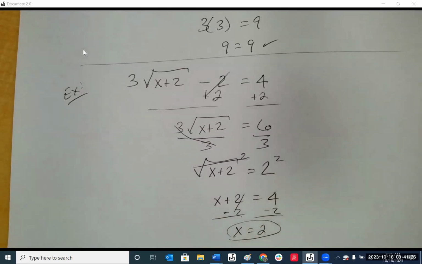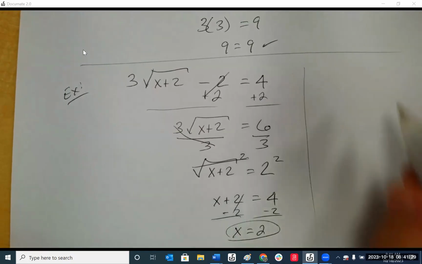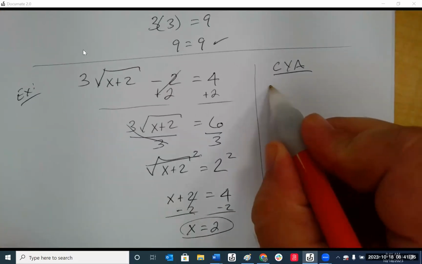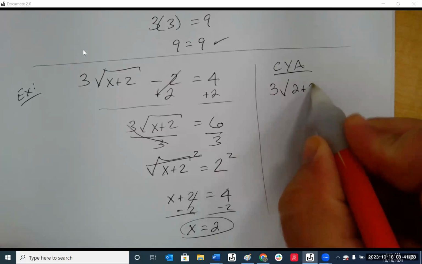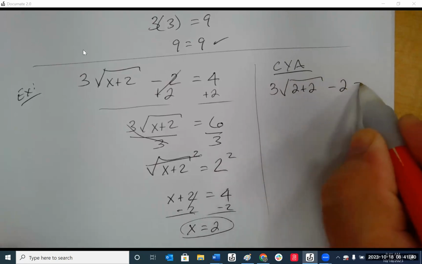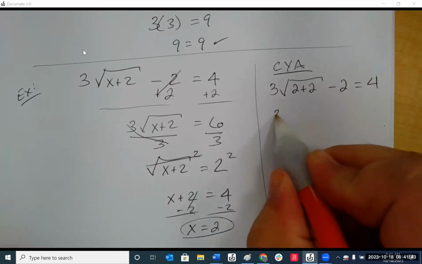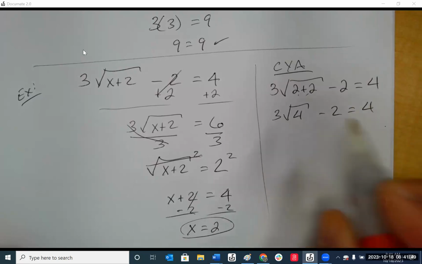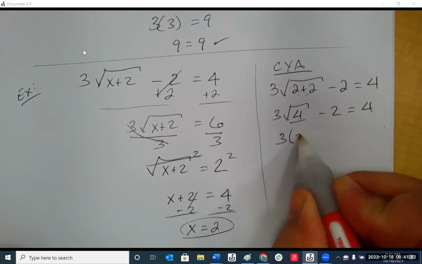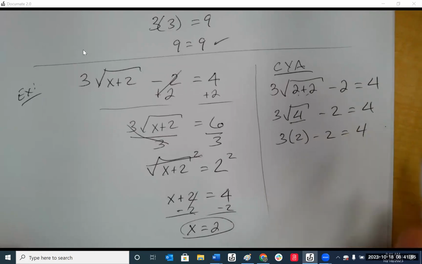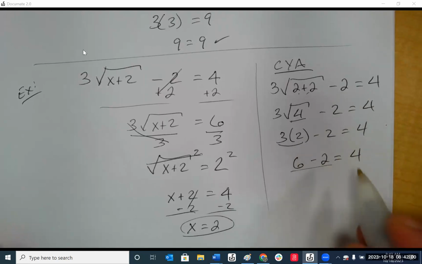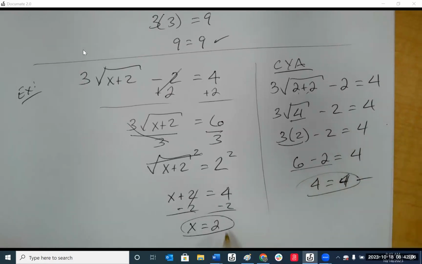Let's see if that's a good answer. Two plus 2 minus 2 equals 4. 2 plus 2 is 4. Square root of 4 is 2. 3 times 2 is 6. 6 minus 2 is 4. So it works. So x equals 2 is a good solution.